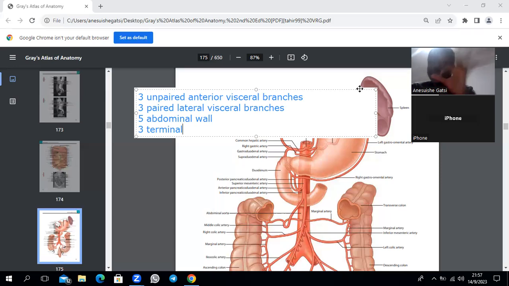So the 3 paired lateral visceral branches, one is for the kidney, that's renal artery. One is for the testes. For females, we say ovary. So that's testicular artery or ovarian. Then the third one is for the suprarenal gland. So just call it suprarenal artery. But to be more specific, we call it the middle suprarenal artery, because you find that suprarenal gland has 3 arteries supplying it. So the middle one is the one that comes off the aorta.